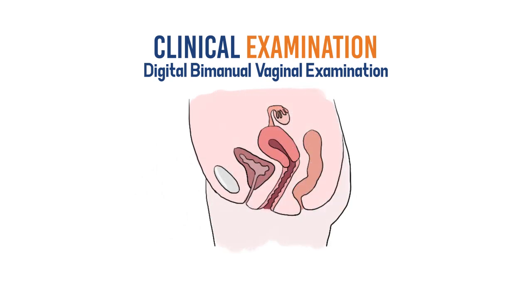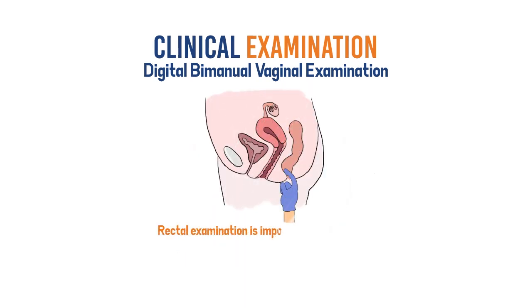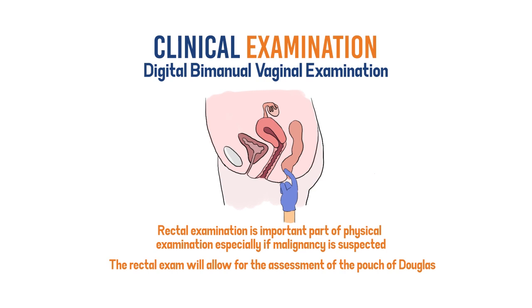Vaginal fornices. There are 4 vaginal fornices: anterior, posterior, left and right fornices. This will allow assessment of the adnexa and parametrial area, as well as further assessment of a pelvic mass. Rectal examination is an important part of a physical examination, especially if malignancy is suspected. The rectal exam will allow for the assessment of the pouch of Douglas.